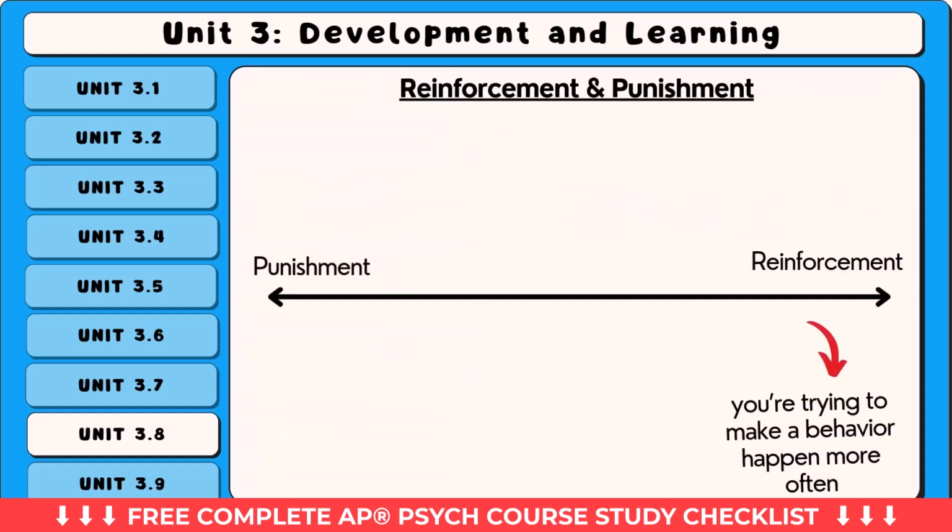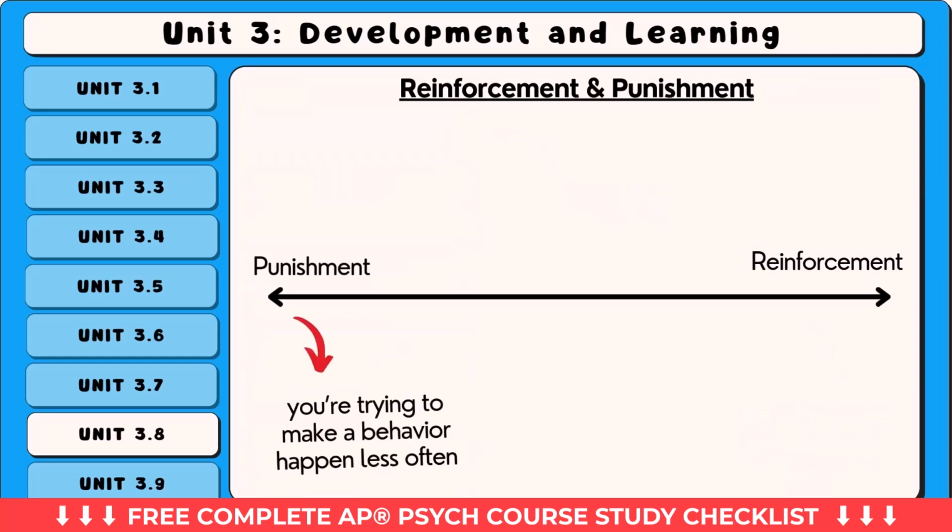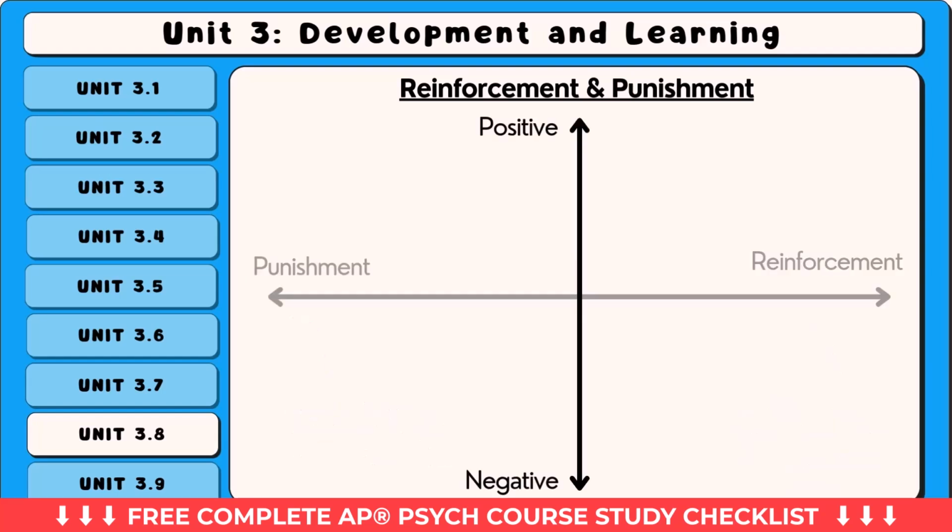Reinforcement and punishment are ways to change someone's behavior. Reinforcement means you're trying to make a behavior happen more often. Punishment means you're trying to make a behavior happen less often. Each of these can be positive or negative, but here's the trick. Positive doesn't mean good, and negative doesn't mean bad. In this case, positive means you add something, and negative means you take something away.